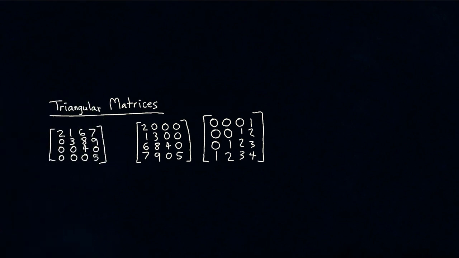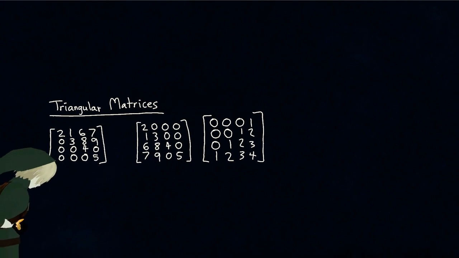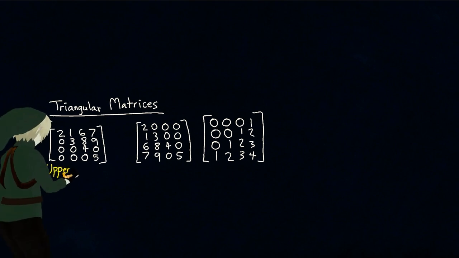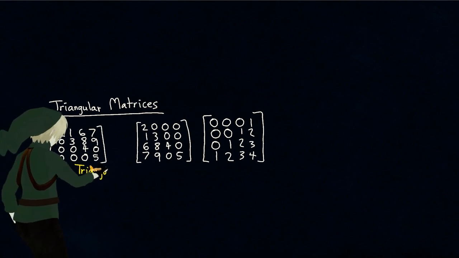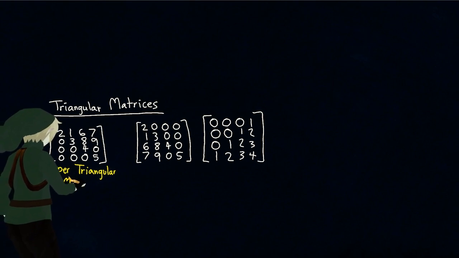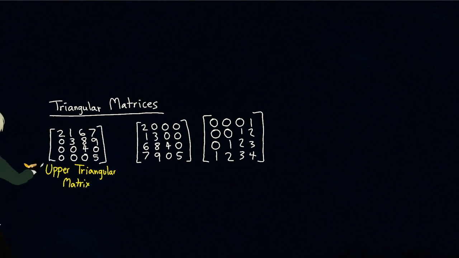This is what we call a triangular matrix. Now, we do have a name for them. If the matrix has zeros at the bottom, we call this an upper triangular matrix.